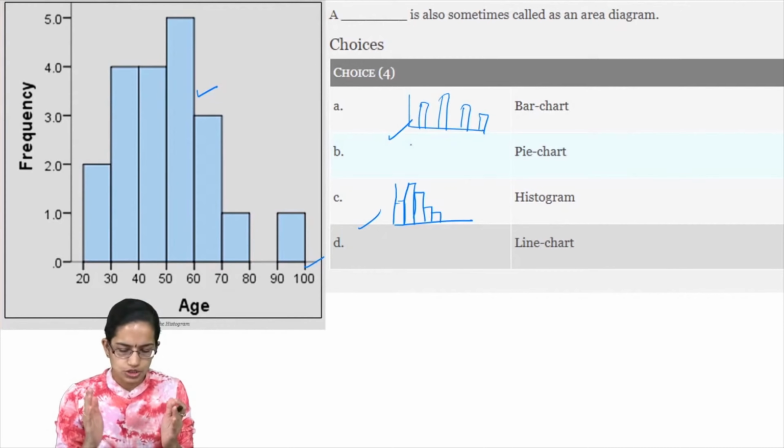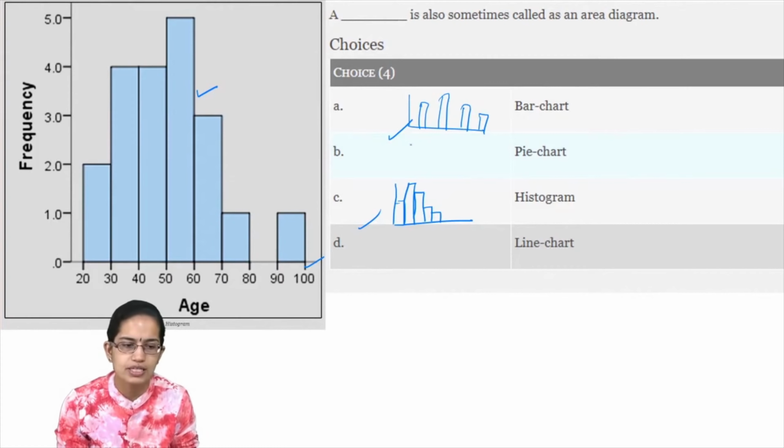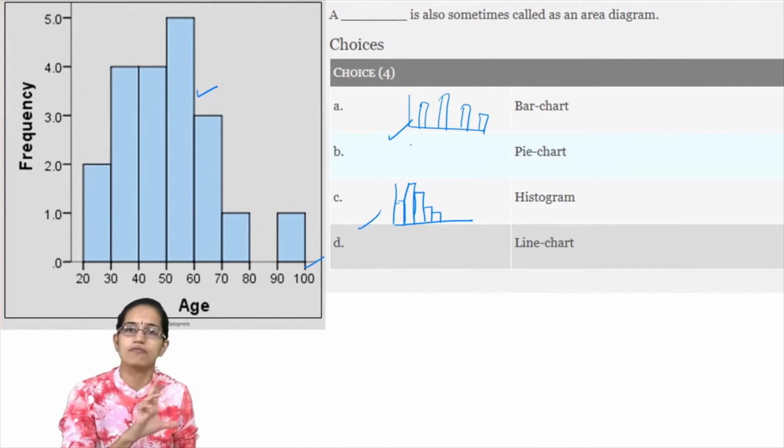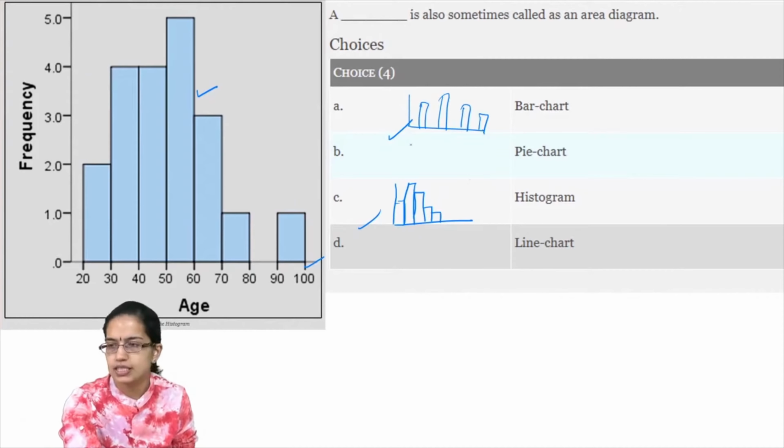Okay, so a histogram has to be equally spaced, and the height or the interval and the frequency is reflected based on the spacing that's there.